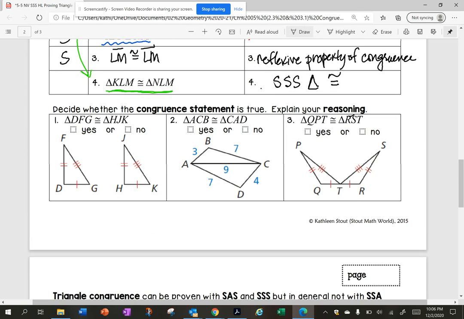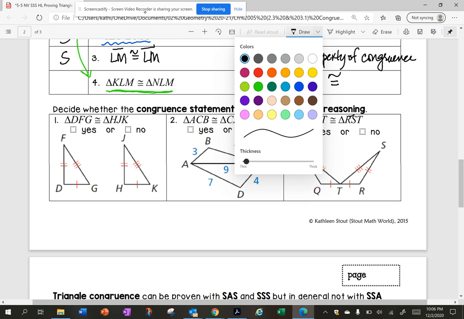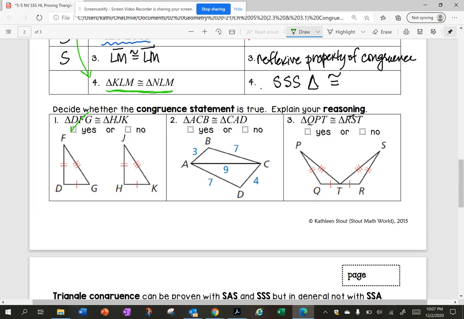Okay, so let's check. Decide whether the congruent statement is true, and I want you to explain your reasoning. So if I look at number 1, is triangle DFG congruent to triangle HJG? And I would say yes. And the way I'm going to say that is this is by side, side, side triangle congruence. So I have 3 pairs of congruent sides.